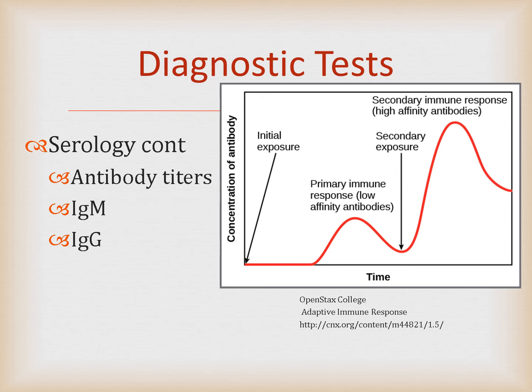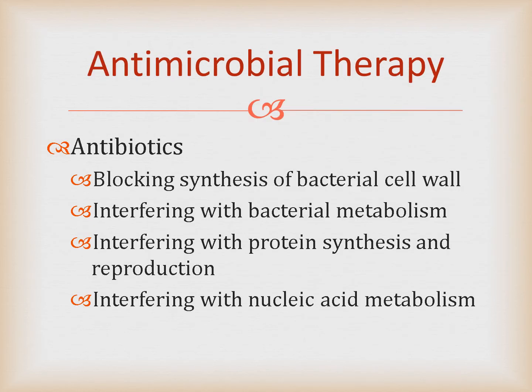Immunoglobulin M, or IgM, usually rises and falls during the acute stage of an infection. Immunoglobulin G, or IgG, also rises during the acute stage of an infection, but it remains elevated into the convalescent stage. Antimicrobial therapy. Many infections individuals experience do not require drug therapy. The body's defense mechanisms are activated and the organism is isolated and destroyed. There are some instances where antimicrobial therapy may be needed to help the individual's immune system fight off the infection.